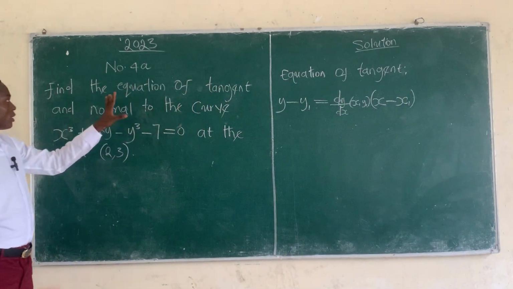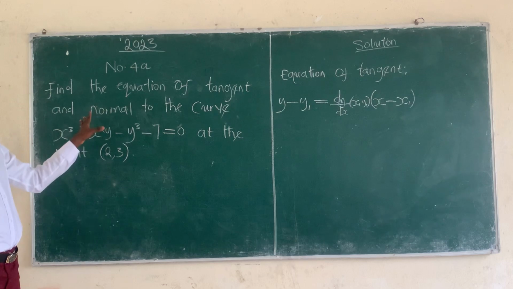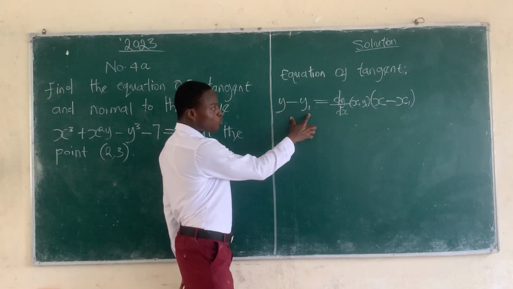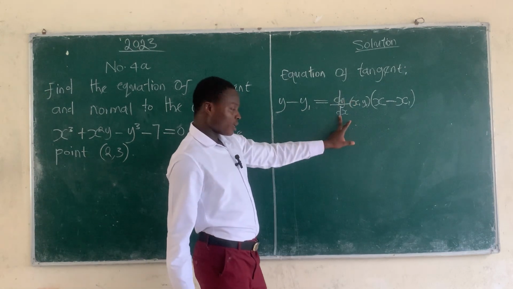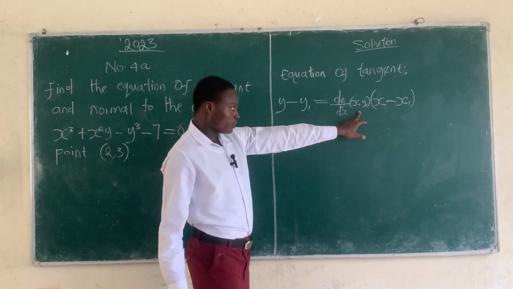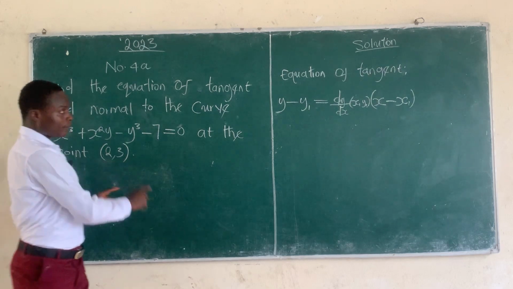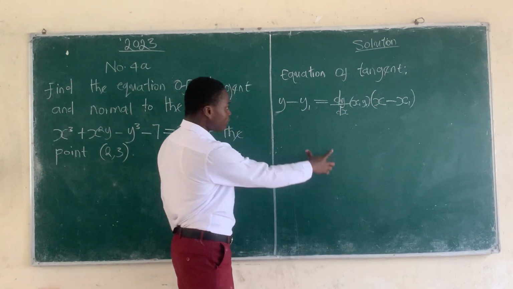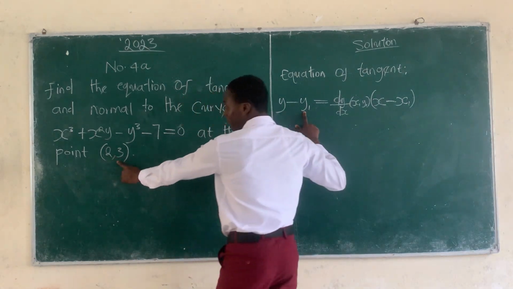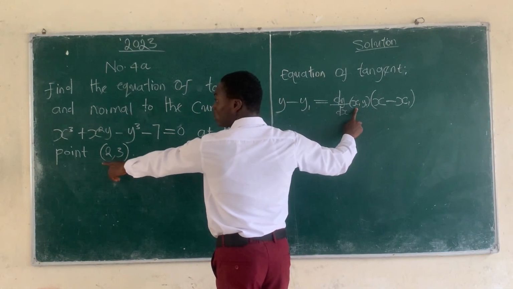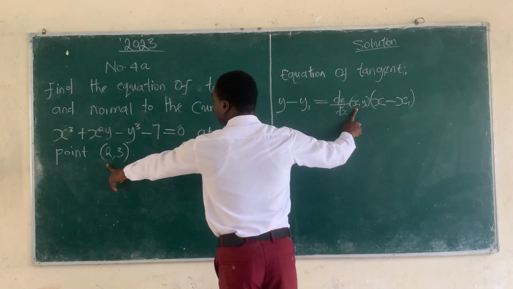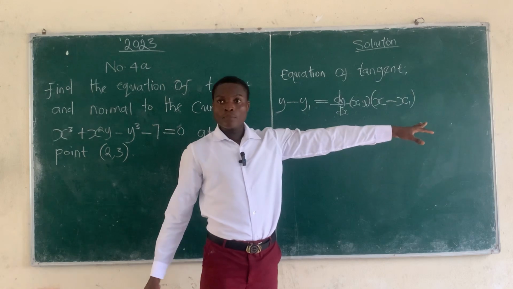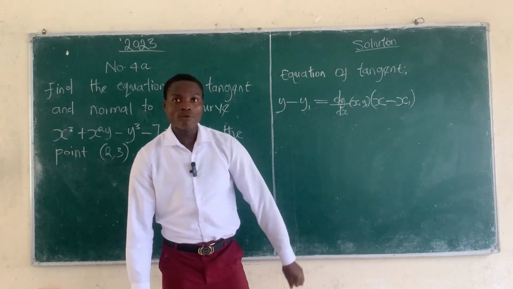I'm going to take the equation of tangent first, then later we proceed to the normal to the curve. For the equation of tangent, we have y minus y1 equal to dy dx, which is the gradient at the given point 2, 3, into x minus x1. We know y1 to be 3 and x1 to be 2. So all we need to find is dy dx at that point.